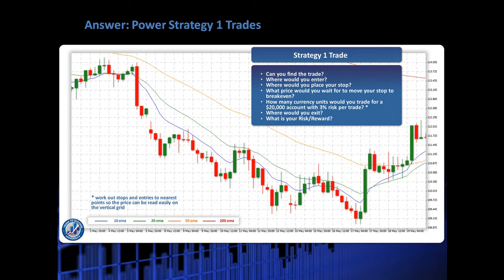We know the trend is down, so we know the C to D leg is going to be a downward move. So did you find it? That's the ABCD there.